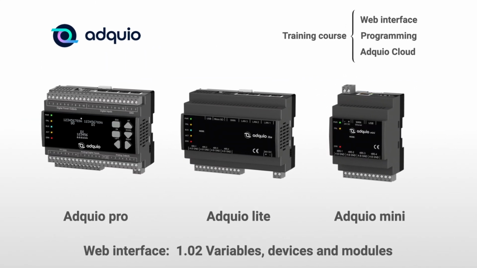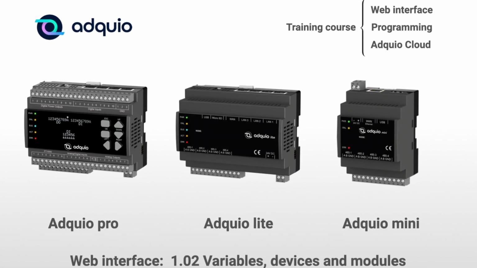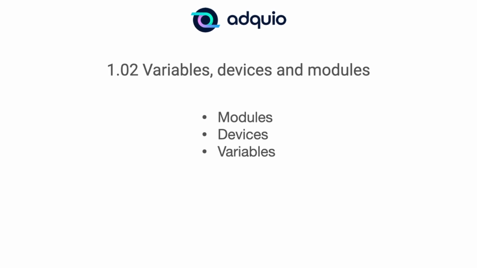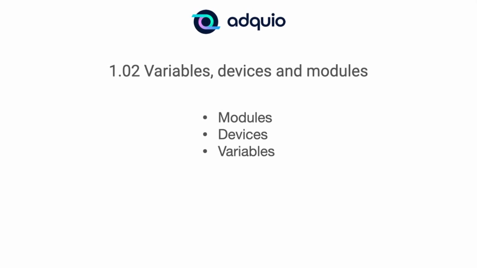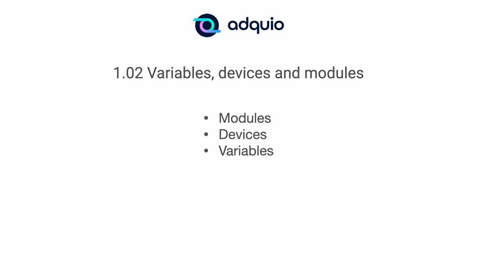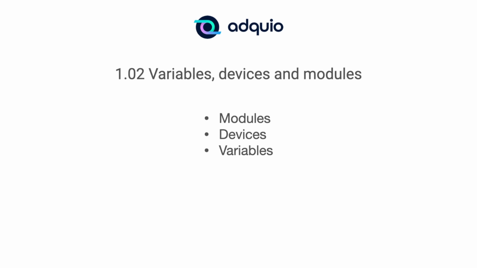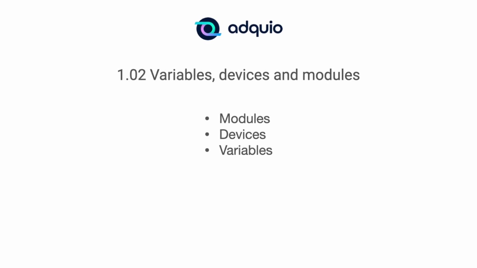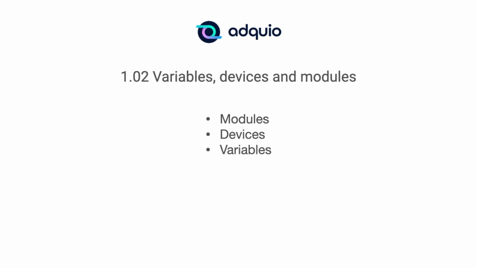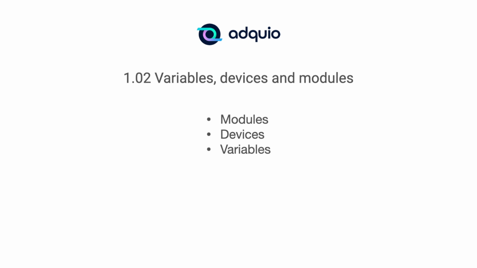Welcome to Chapter 2 of the Adquio Web Interface course. In this chapter, we are going to see the variables, the devices and the modules, although we are not going to see them in that order. We will see the modules first, then the devices and then the variables, and we are going to do it like this because they have dependencies between them. We cannot see the variables without talking about the devices, and we cannot see the devices without talking about the modules. Therefore, we are going to see them in this order.